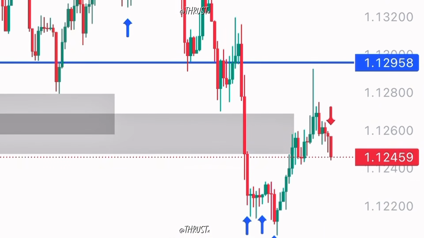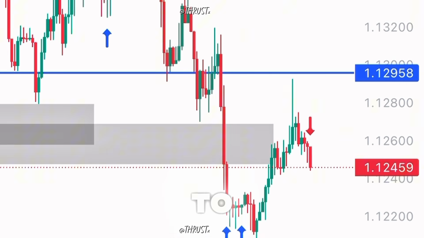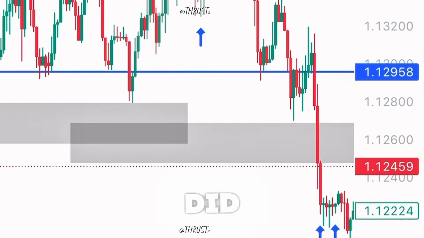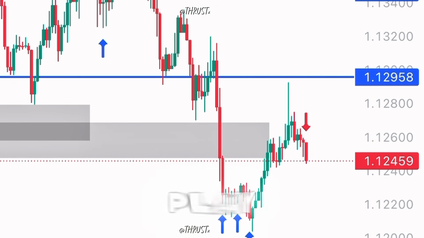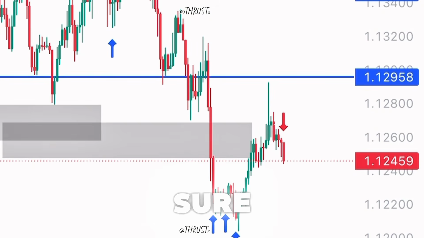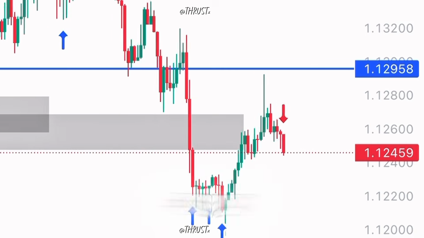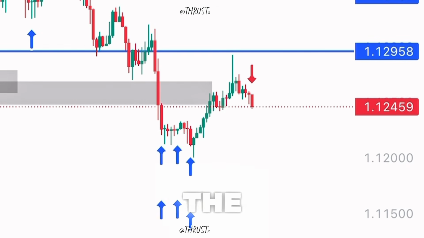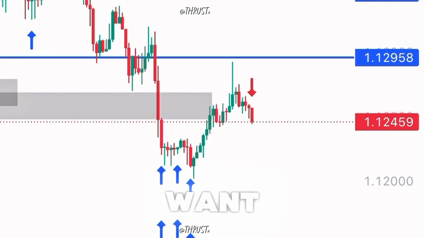So I want you to rewind the video to where you did not understand and then play it again. But this was very simple. I'm sure you got the hang of it, that the supply and demand zones are very strong, the higher highs and the lower lows. So I want you to practice. And do drop your comment if you have loved the strategy.